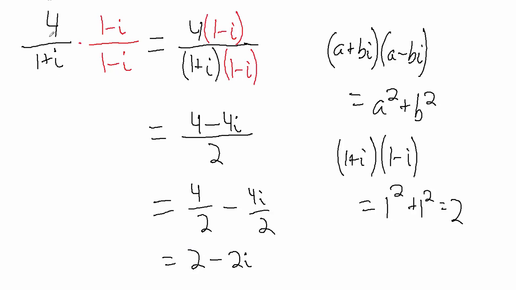So if we take 4 and divide it by 1 plus i, then the solution that we get is 2 minus 2i. And that's an explanation of, and one example of, how to divide by a complex number.